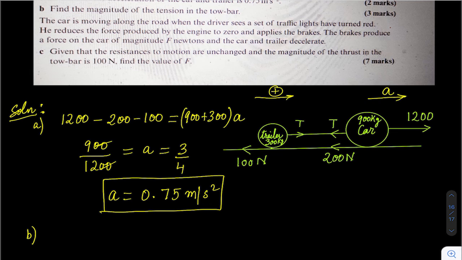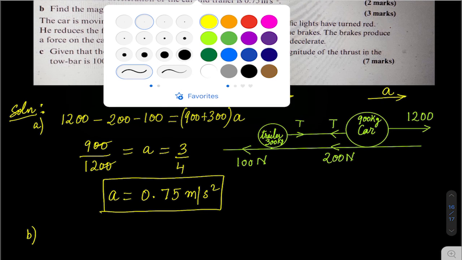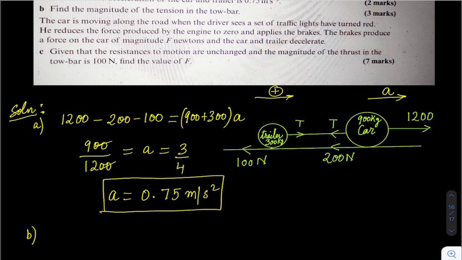Find the magnitude of the tension in the tow bar. Okay, so for that you can consider either the car or the trailer, because tension comes in both. So whichever you want to consider, you can consider one. So let's consider the trailer. You can consider any, it doesn't matter, it will give you the same value.